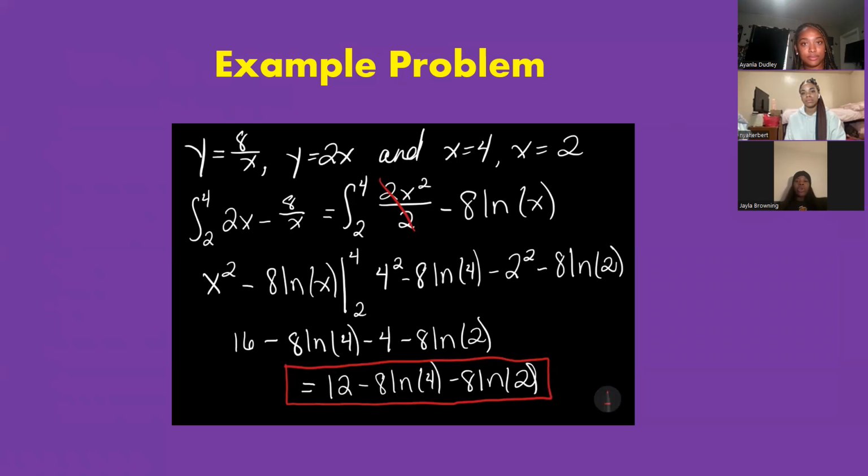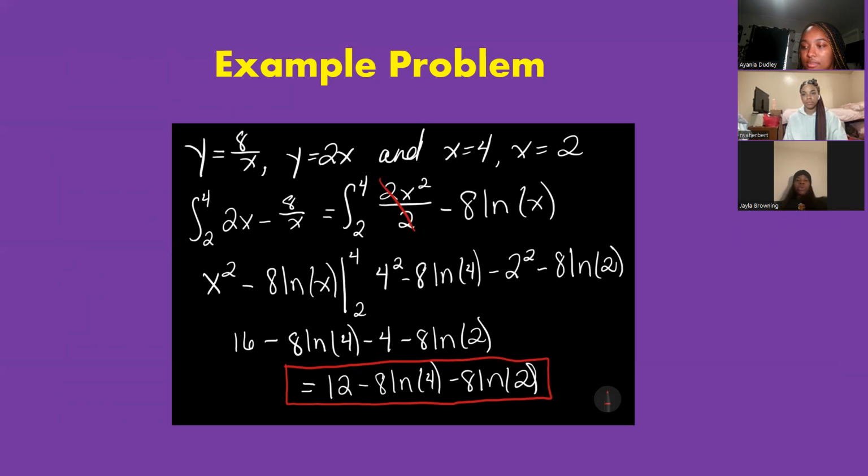In this case, we're going to use the limit 4 to see which function is bigger and which one is smaller. 2 times 4 is 8, and 8 divided by 4 is 2. So we know in this case, 2x is the largest function and 8 over x is the smallest one. So the integration from 2 to 4 of 2x minus 8 over x. Now we have our function.